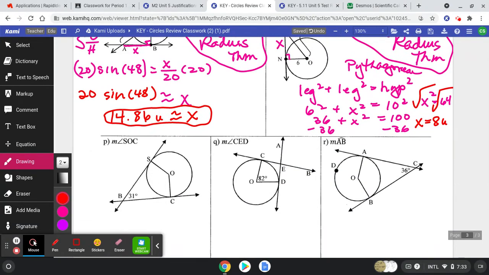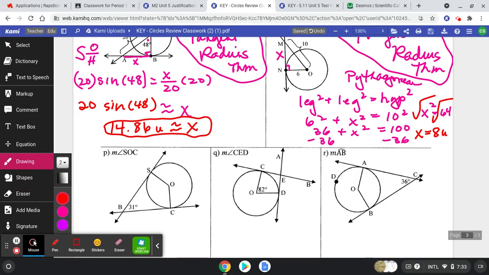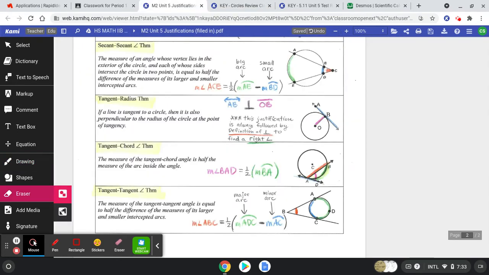Okay, now notice on this next one, the picture looks different. It's got 2 tangent lines and then a circle in between them. And that's the case for letter P, Q, and R. So if I go back to my justifications, where do I have 2 tangent lines with a circle in between them? Do you see right down here? This is going to be the tangent-tangent angle theorem.